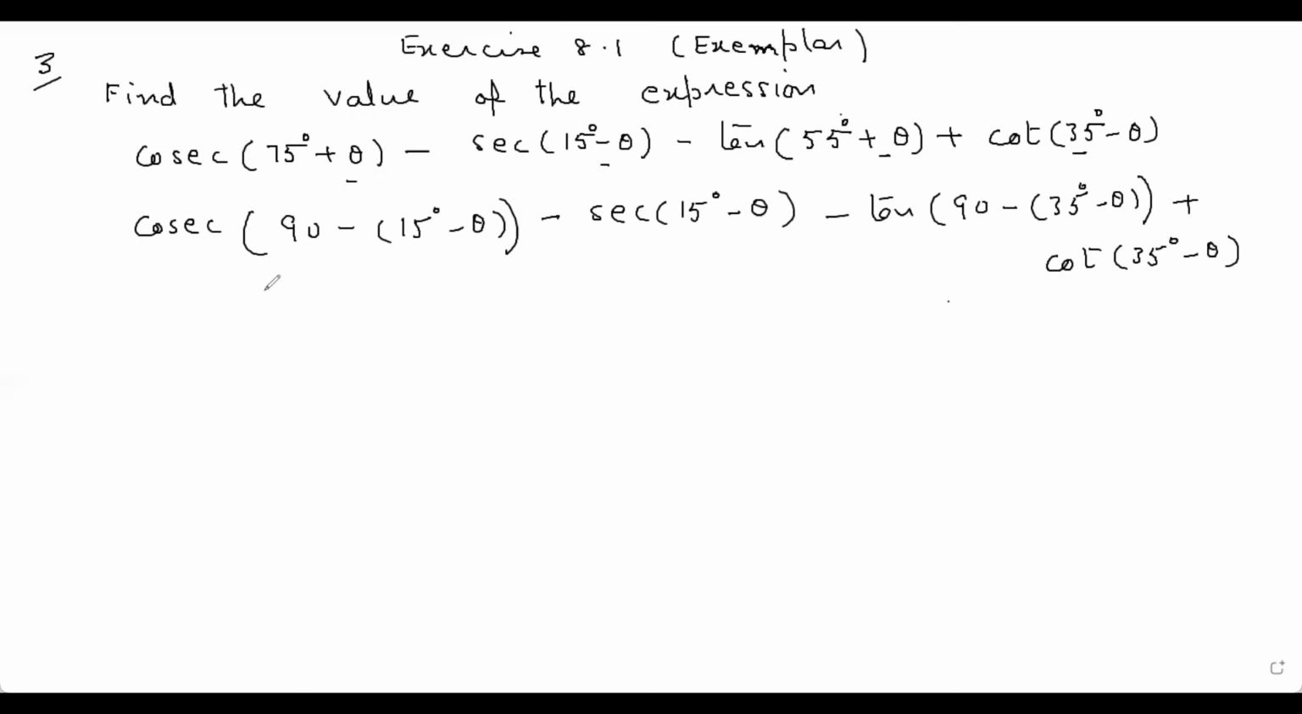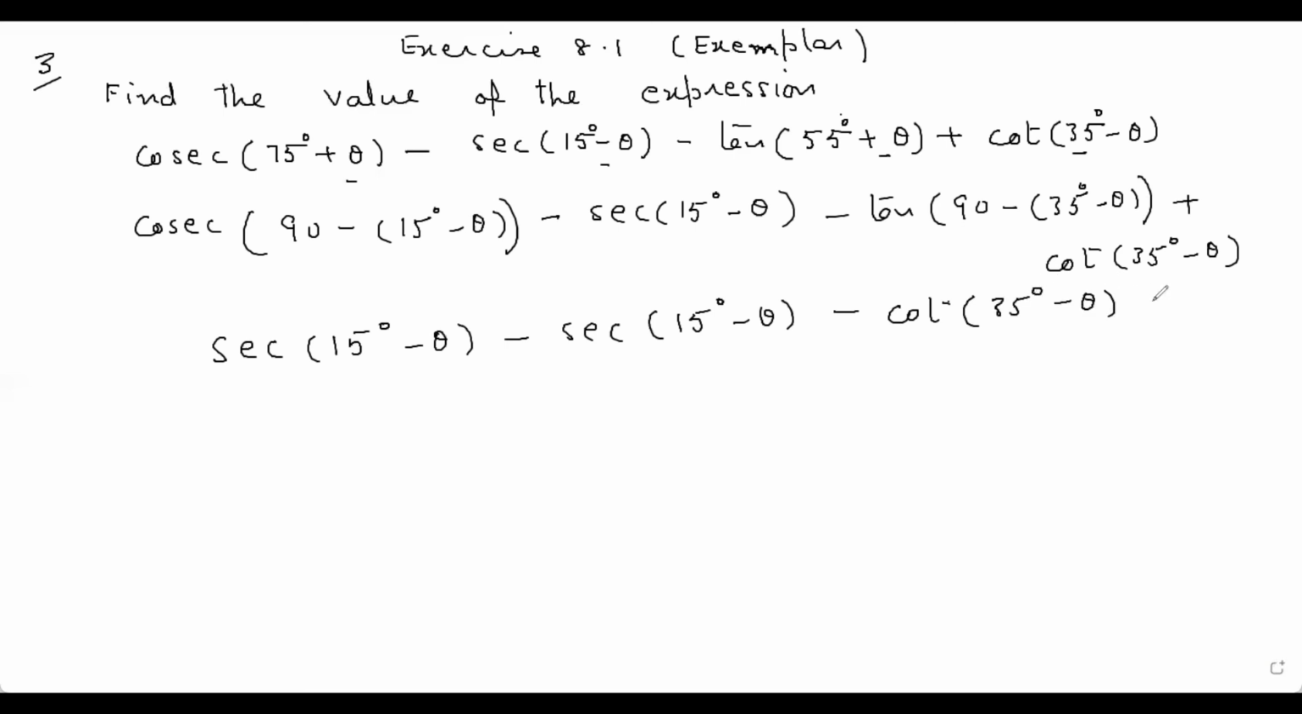Now cosec (90 minus theta) is what? Sec (15 degree minus theta) minus sec (15 degree minus theta). Similarly, tan (90 minus theta) is equal to cot theta, so cot (35 degree minus theta) plus cot (35 degree minus theta). Now this and this is cancelled, this and this is cancelled. Answer is 0. So value of this expression is 0.